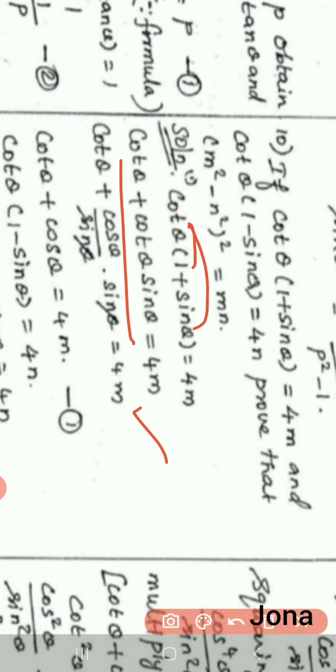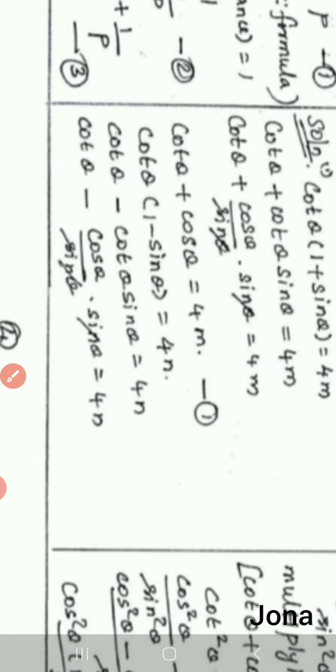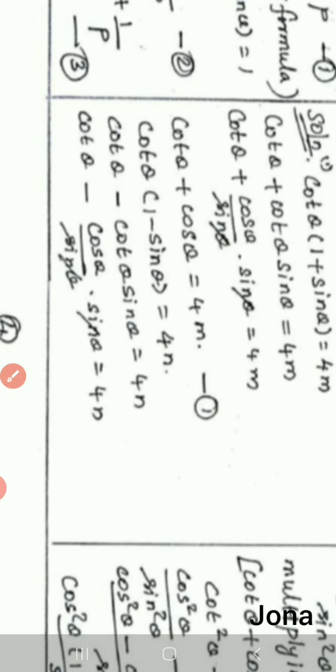Here this cot theta can be written as cos by sin. Even here we can cancel sin theta and sin theta. So I can have cot theta plus cos theta equal to 4m. Therefore, this cot theta plus cos theta equal to 4m is there.